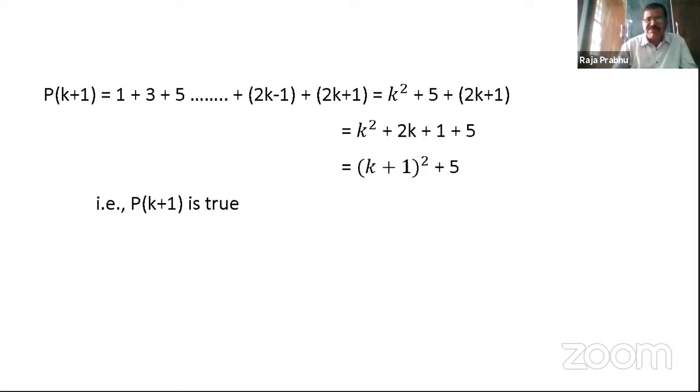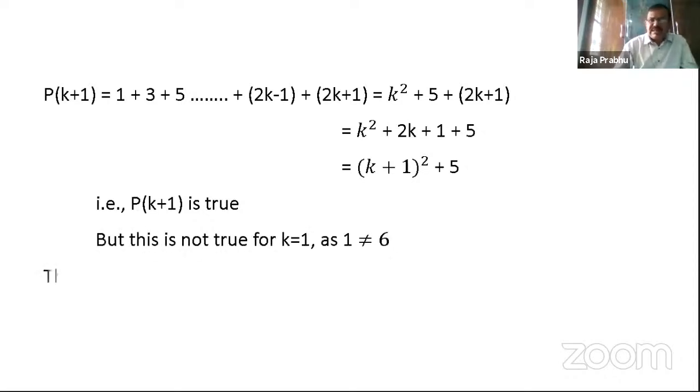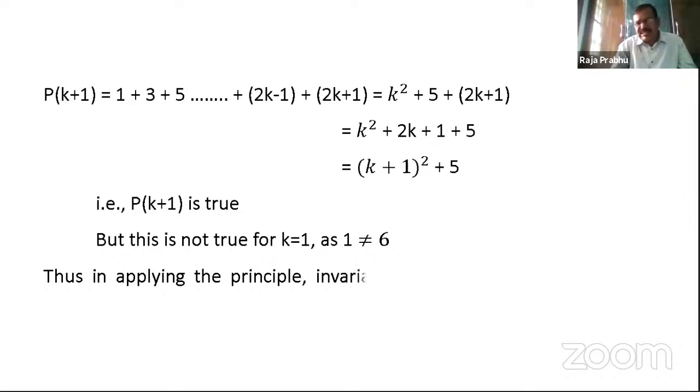Means this particular problem is following the second step and the third step, whereas it failed the first step. Just now we checked it. What is the first step here? When we substitute n is equal to 1 or k equal to 1, the LHS is 1, whereas the RHS becomes 1 square plus 5, that is 6, which are not equal. 1 is not equal to 6.